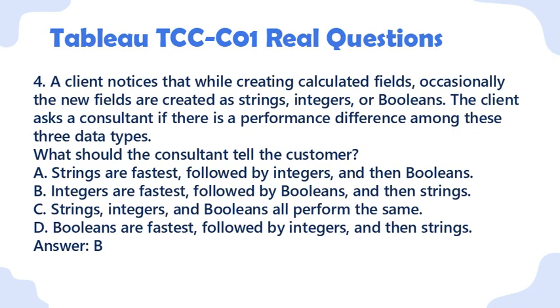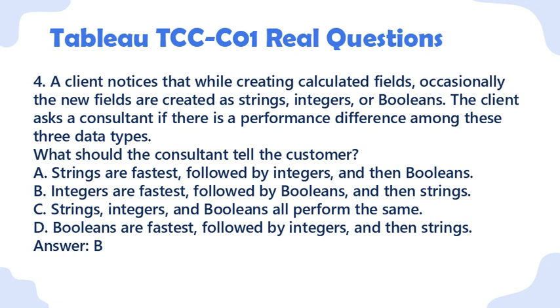4. A client notices that while creating calculated fields, occasionally the new fields are created as strings, integers, or booleans. The client asks a consultant if there is a performance difference among these three data types. What should the consultant tell the customer?